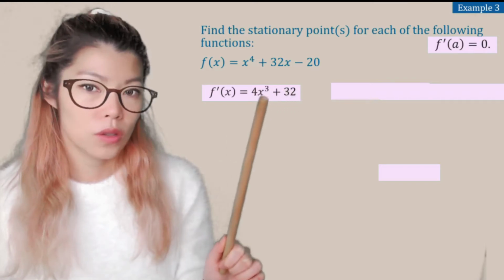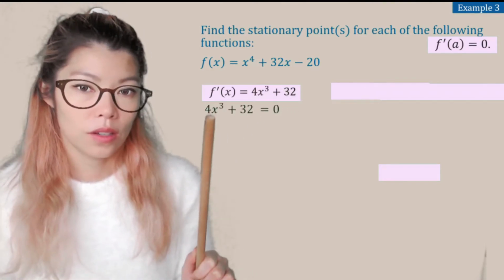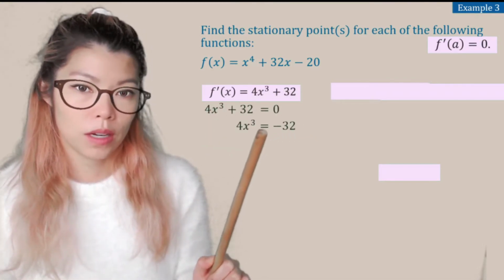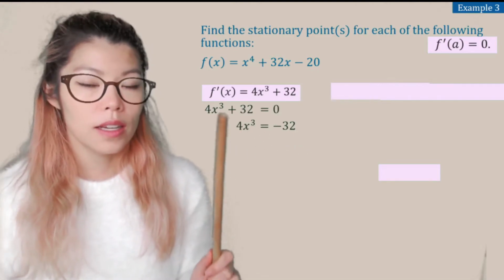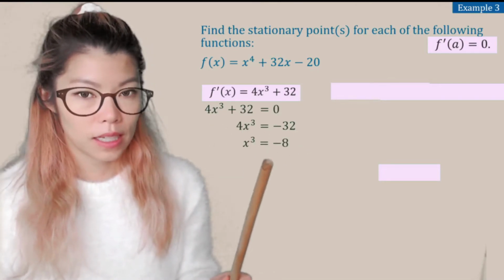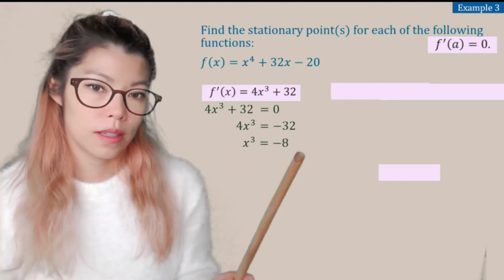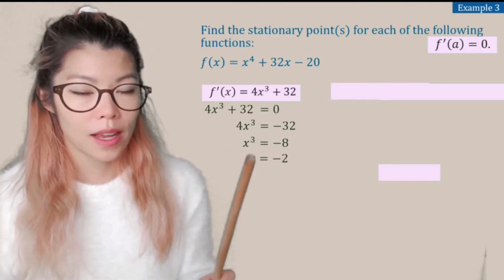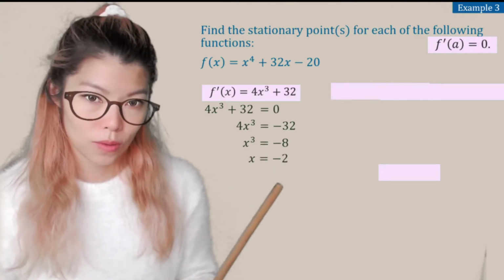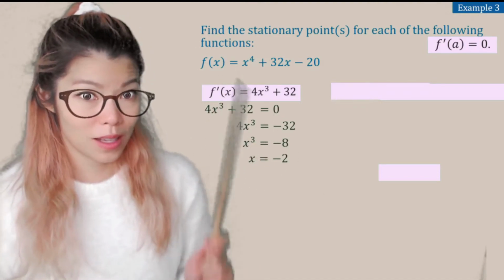Now we let that equal to 0. So 32 becomes negative 32 when you bring it to the other side. Dividing by 4, we get negative 8. x cubed is -8, so cube root that, x is equal to -2. We only have one answer, thank goodness, less working out.